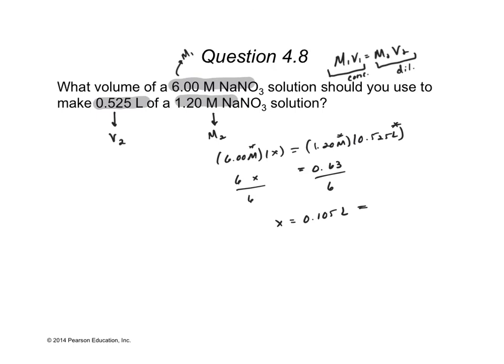So if we have 0.105 liters, to convert that to mils, we're just going to multiply by 1,000 or move the decimal 3 places to the right. Right, so this ends up being 105 milliliters. And again, just getting in the habit of that because the milliliters is usually what we measure. The liters is not so much what we measure.